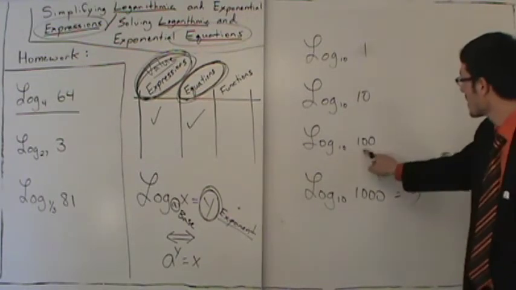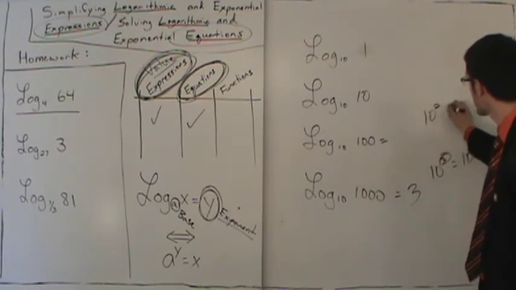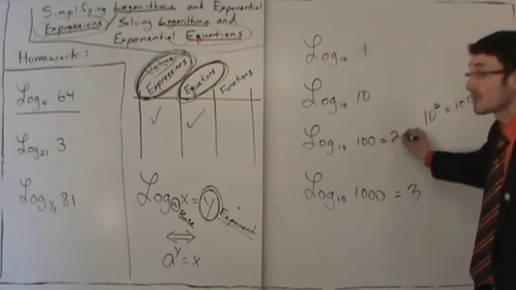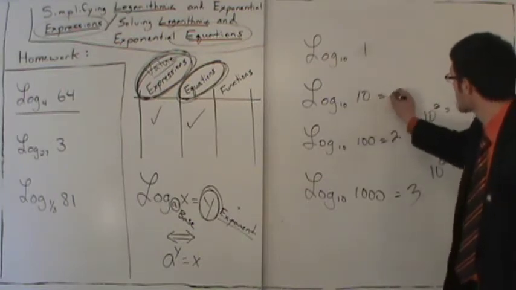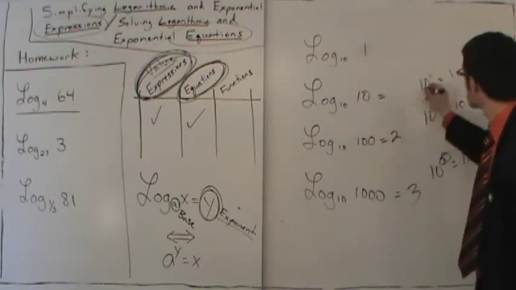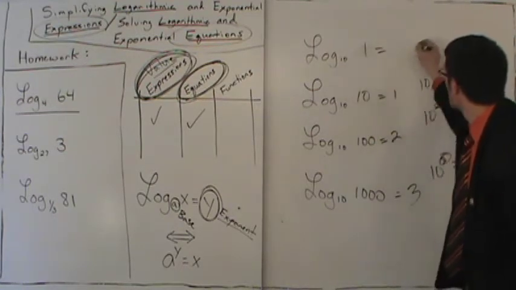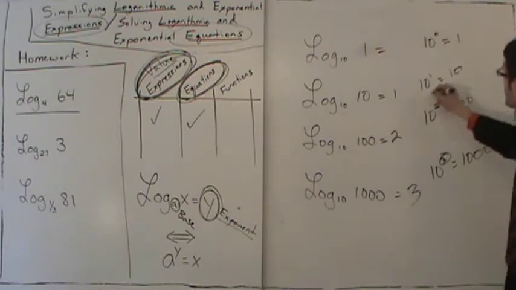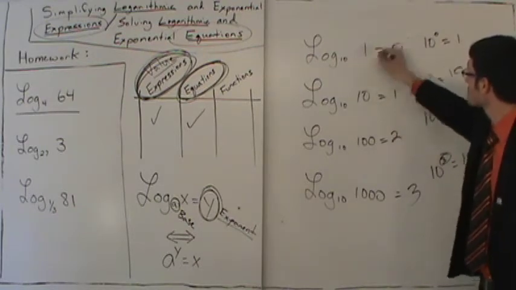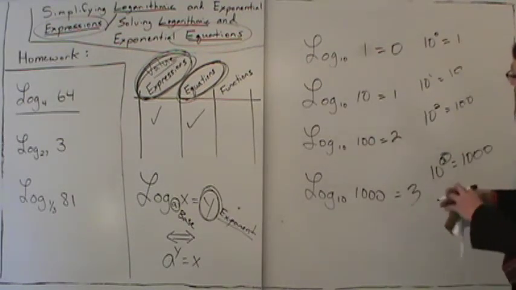Okay. 10 to what power is 100? 10 squared is 100, so our answer is the exponent of 2. 10 to what power is 10? Well, 10 to the first is 10, so the answer is 1. The exponent is 1. 10 to what power is 1? 10 to the 0 power is 1, so our answer is 0. Now, we're going to notice something here.